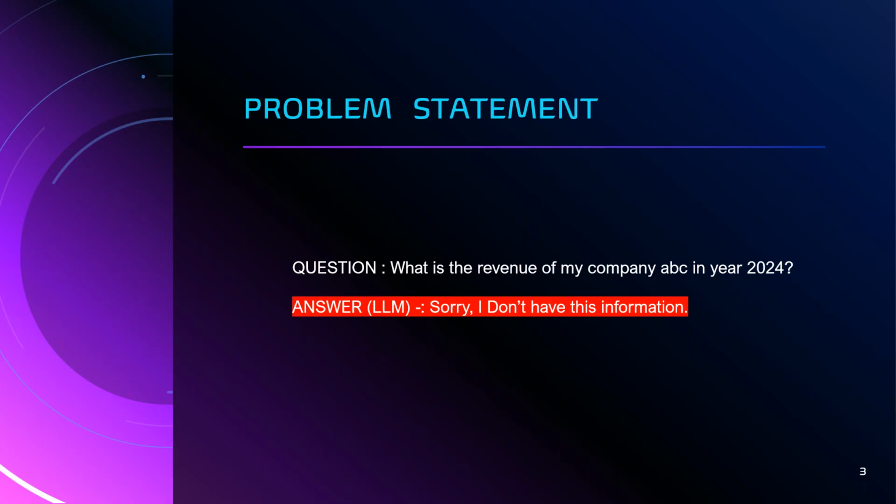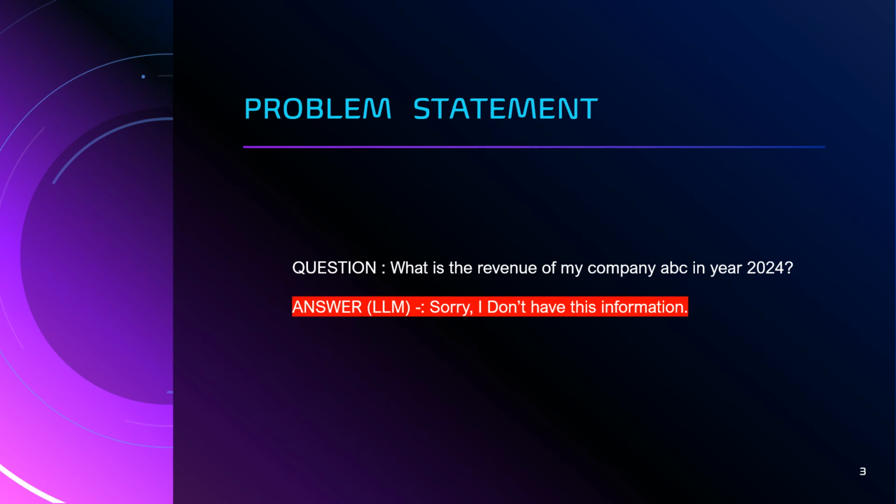When you ask a question to the LLM, it generates responses based on the information it was trained on. However, if the question involves information that the LLM has not been trained on, or it is outside its knowledge base, it may not provide accurate or up-to-date answers. For example, if I ask, what is the revenue of my company ABC in the year 2024? The possible answer I would expect from my LLM is, sorry, I don't have the information, but this is actually not the right answer.